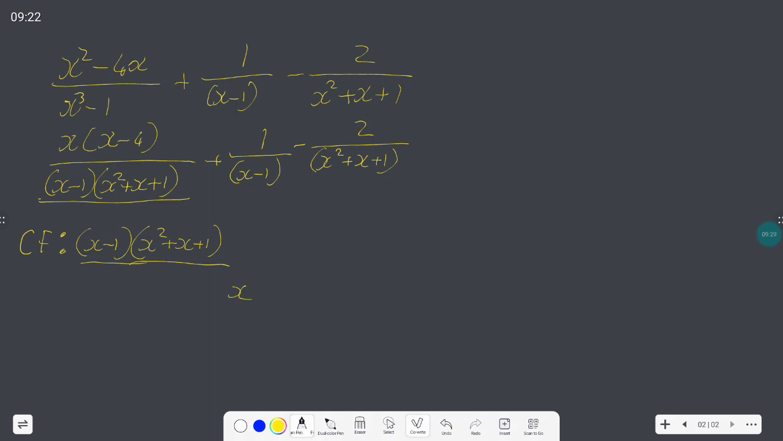So in my first term, I had x and x minus 4. Plus, now the 1 must multiply with x squared plus x plus 1. And then my last term, which is the negative 2, must multiply by x minus 1. And all of this will be happening over x minus 1 and x squared plus x plus 1.